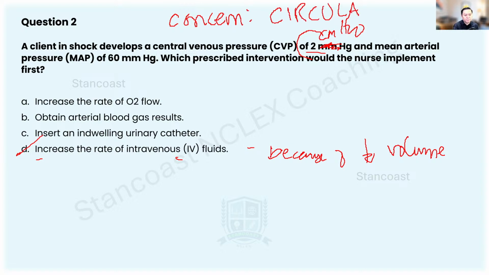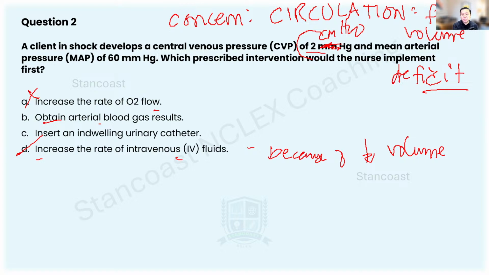Circulation issue. Fluid volume deficit. So this is the problem that we need to deal with this time. So look for that intervention that can address the low circulating fluid volume, which is the letter D. The oxygenation will address hypoxemia, okay, but not about the fluid circulation. So we are eliminating that one.